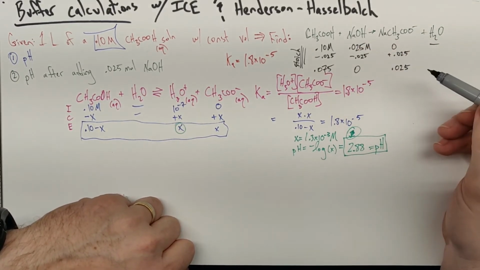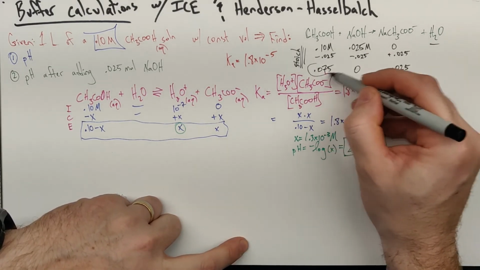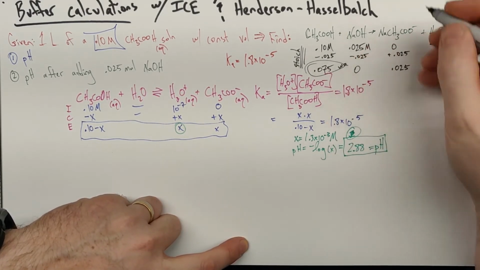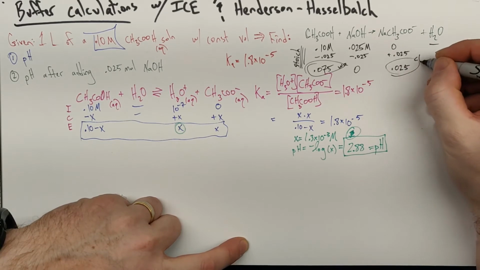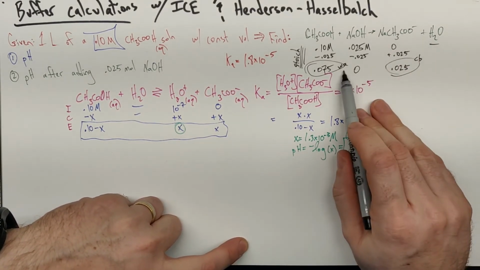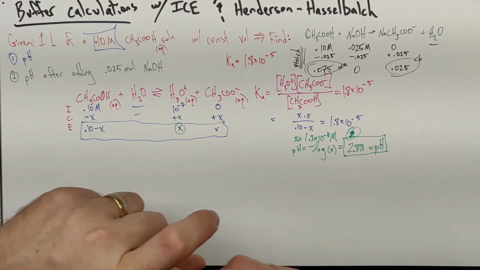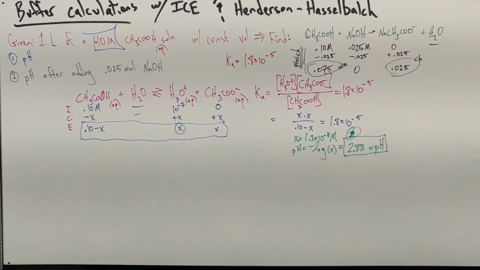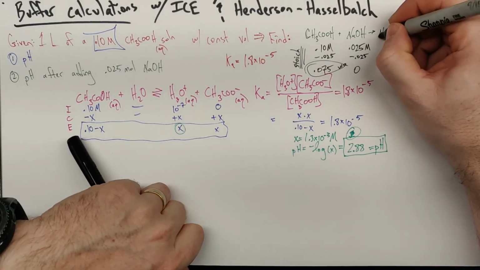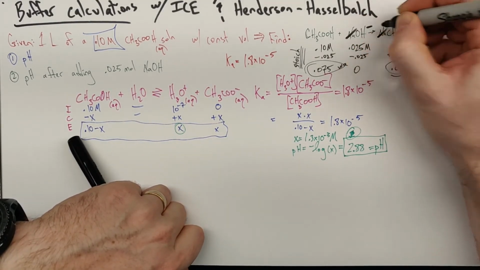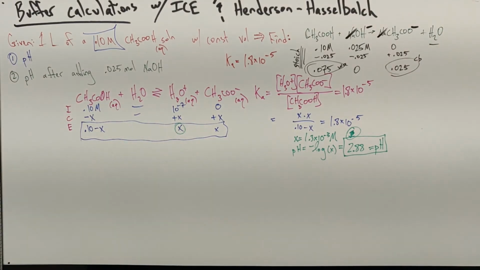Now the important thing here is I now have a buffer. I've got some weak acid along with its conjugate base. A mixture of a weak acid and its conjugate base gives you a buffer solution. Something I didn't mention, and I think someone may ask, is what about the sodiums? Well, they're just there as spectators to balance charge. So that's how we end up.